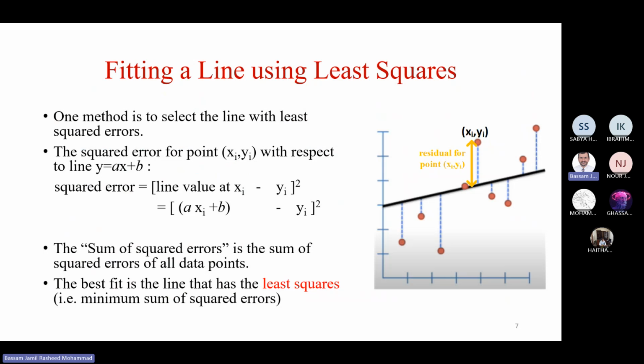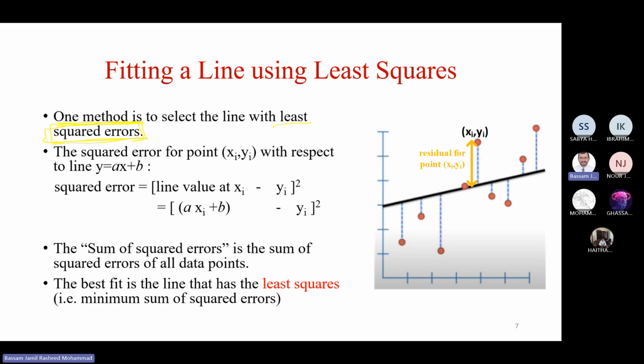So our focus, as we said, is linear regression. How can I fit a line that is best for the data? Well, I need to find a criteria, a method to designate that this is the best line. One method is to select the line with the least squared errors. So this is the measuring criteria.